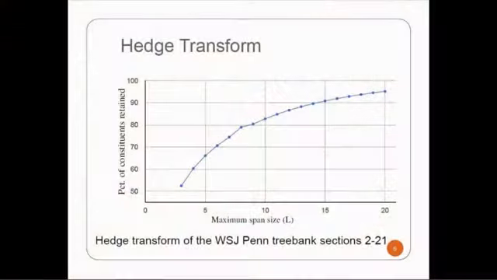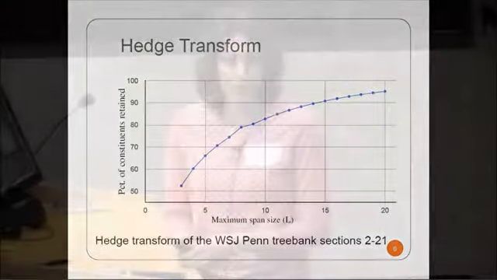This plot shows the percentage of retained constituents when we do the hedge transform on the Wall Street Journal Penn Treebank. Over 50% of constituents have a span of 3 or less. And for example, for L equal to 15, we have over 90% of constituents retained in the hedge transform tree compared to the original parse tree.